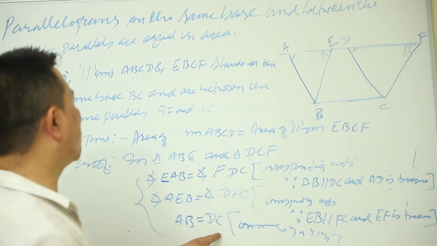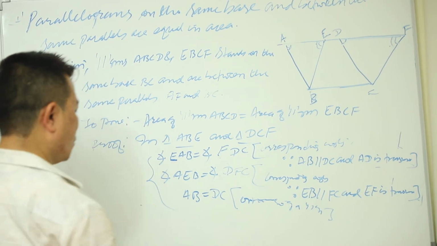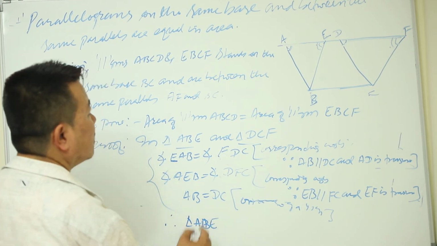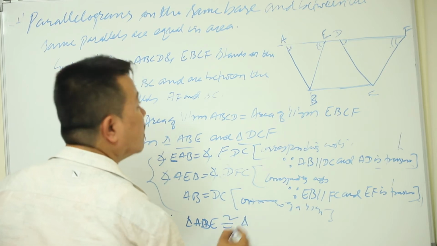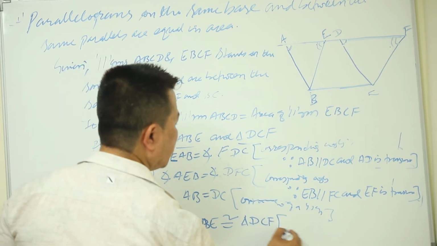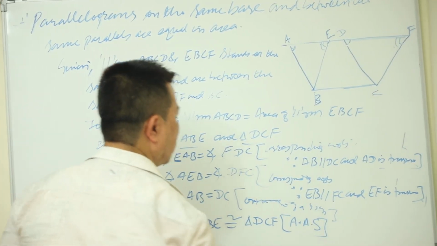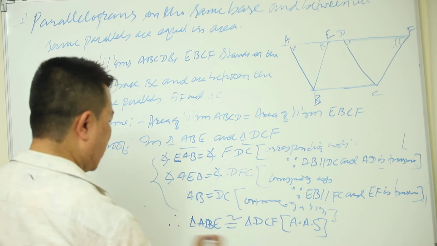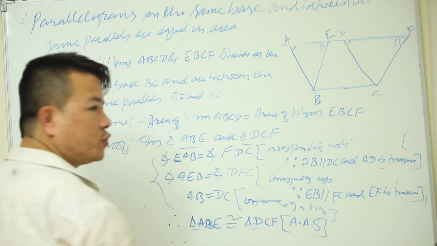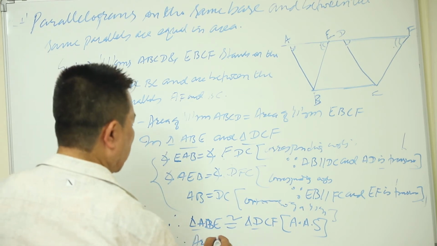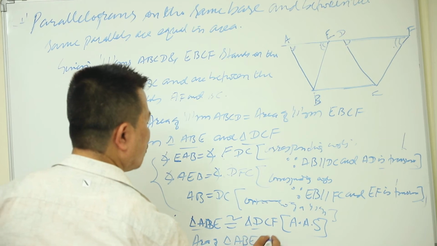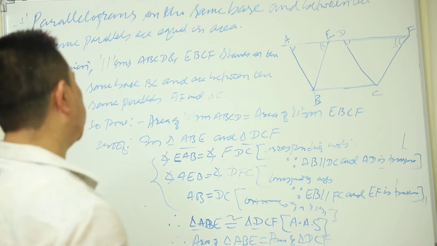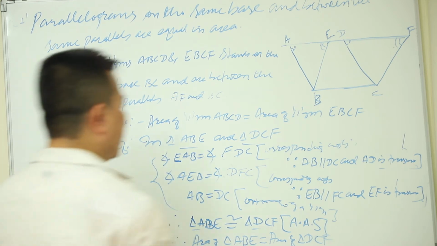Now with this angle side postulate, what can you write? That these two triangles are congruent. Therefore, triangle ABE is congruent to triangle DCF. Reason: angle side postulate. Now when these two triangles are congruent, what is equal? Their areas are equal. Since we have proved that these two triangles are congruent, therefore area of triangle ABE is equal to area of triangle DCF.